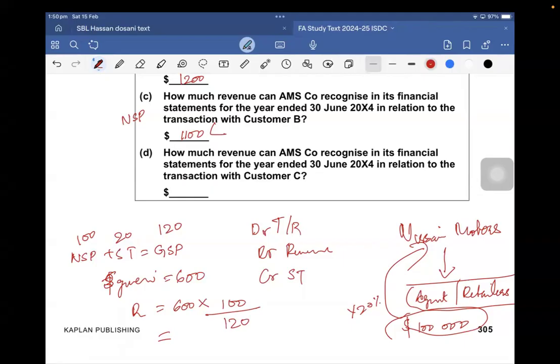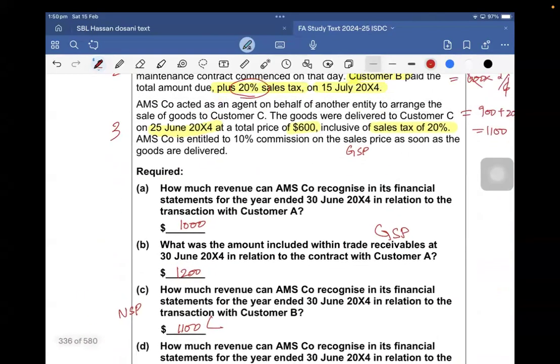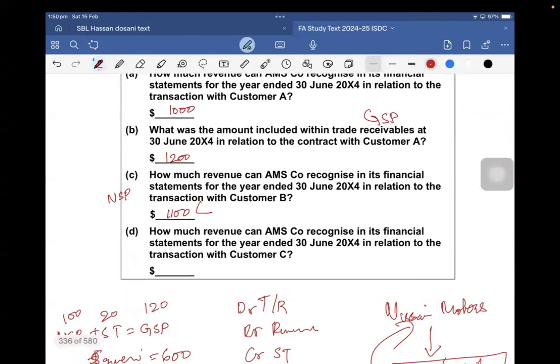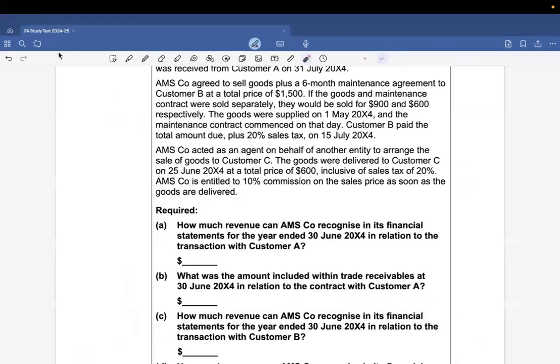So 600 into 100 by 120 is 500, right? But you can't record 500, because out of that only 10% commission is for you, right? So 500 into 10% becomes 50. Clear now? Understood? And with that, this chapter is over. Okay?